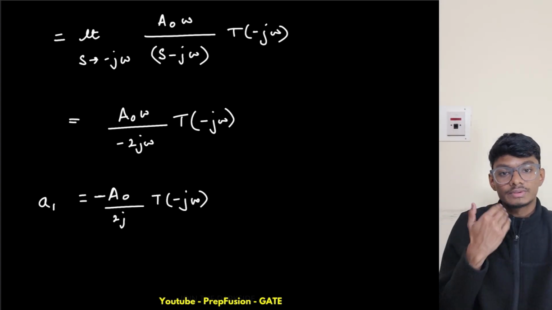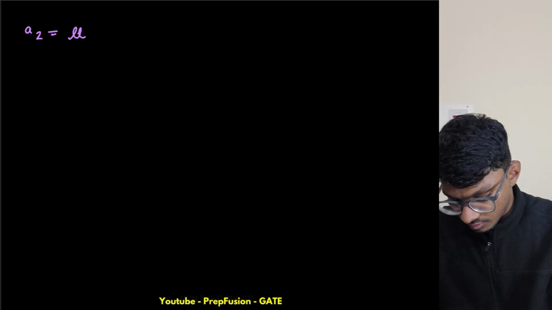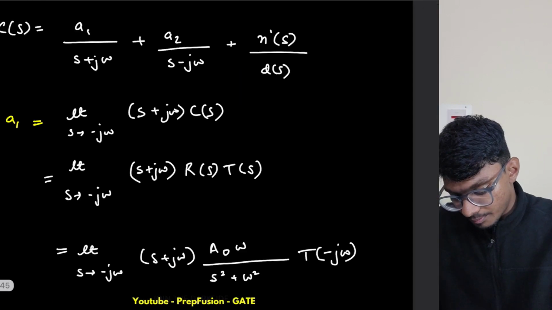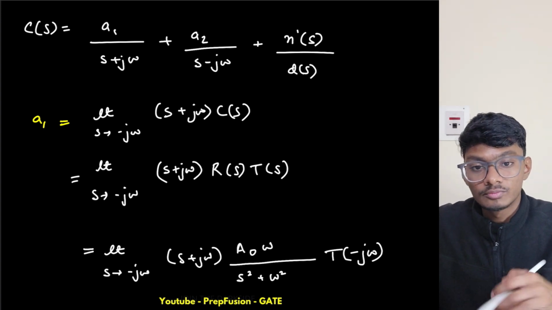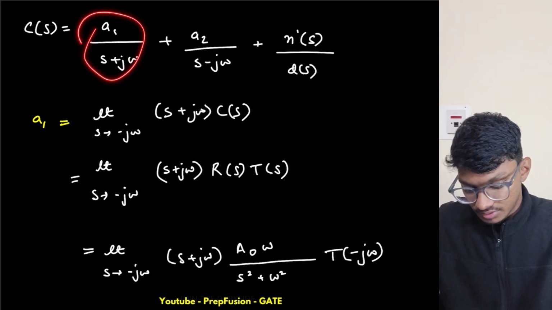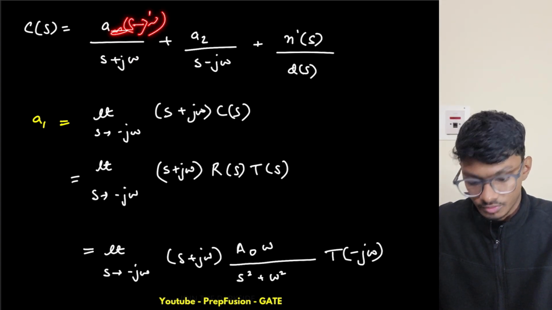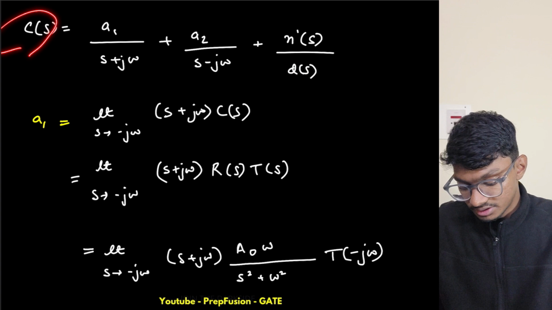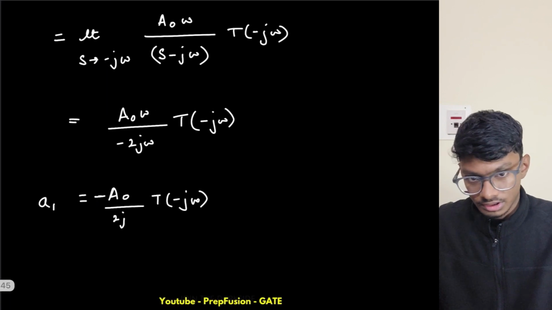Now let's find out what my a2 equals. A2 will again be similar. Limit as s tends to plus j omega. What you do is multiply with s minus j omega on both sides, and then we put limit as s tends to plus j omega. Then this term will vanish because it has s minus j omega, and I'm putting s equals j omega. This will go to 0. This term is vanished, this term is also vanished. Only this term and this term remain. So this s minus j omega will get multiplied here also, and I'm doing the limits. I hope you understood.